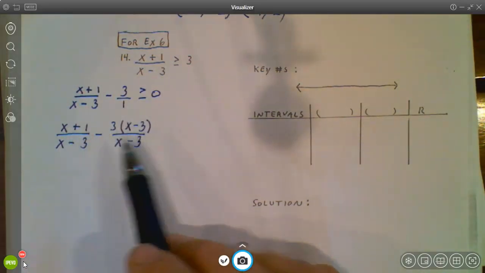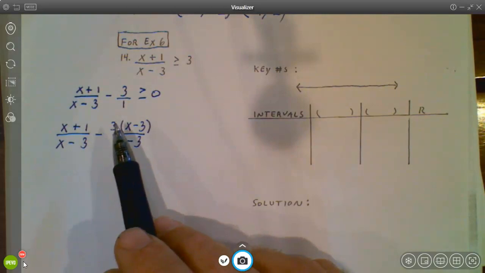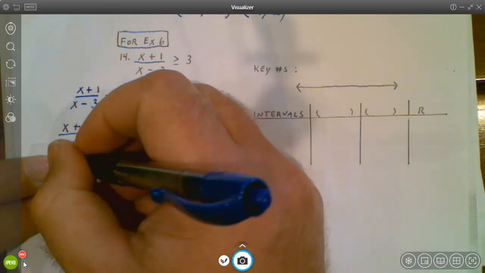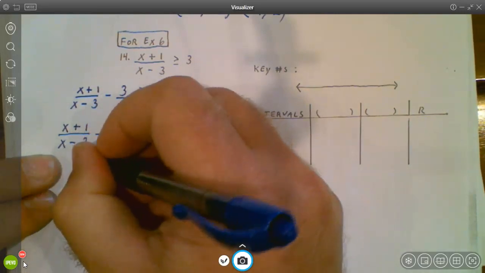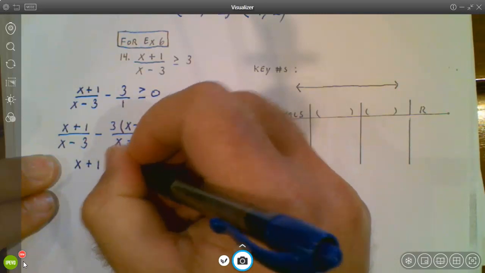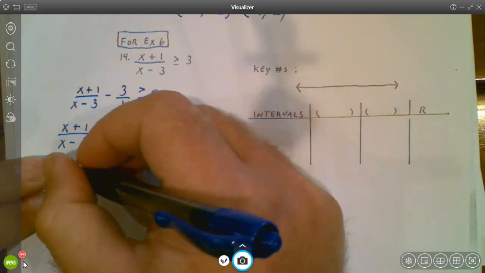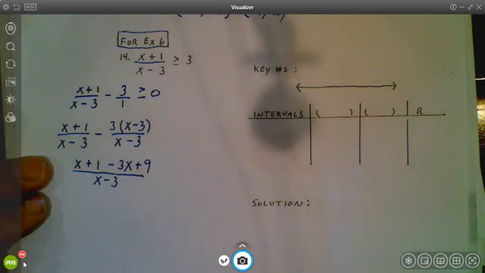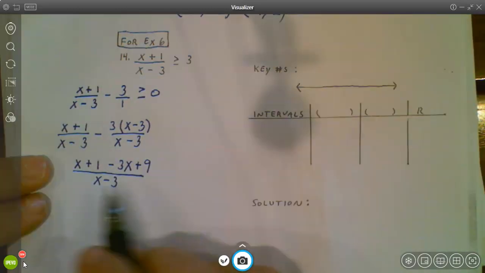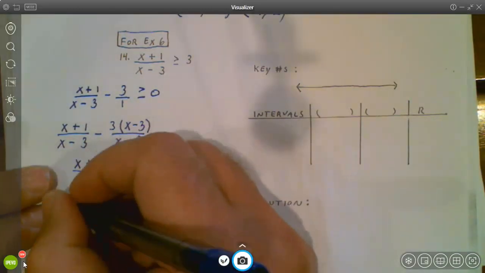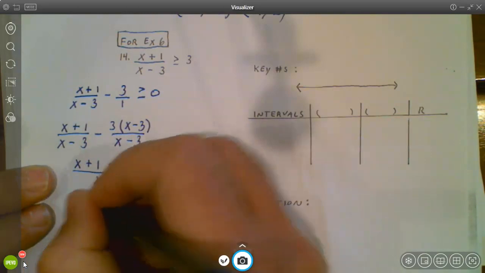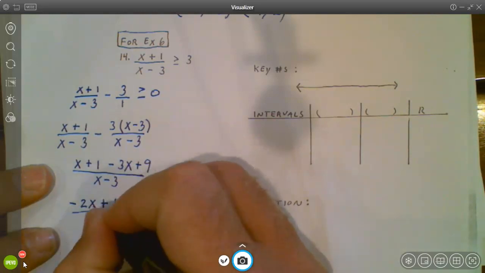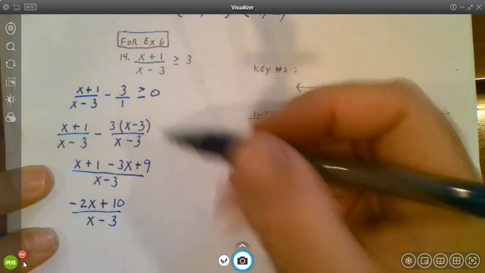Let's just clean up the top. Remember the negative 3 is what's being distributed. So this is going to be a negative 3x plus 9. So on top, I got the negative 3x plus 9. Denominator doesn't change. That puts us here. And then one last step in order to simplify. So it looks like a negative 2x and a positive 10 over x minus 3. And this whole thing was greater than or equal to 0.